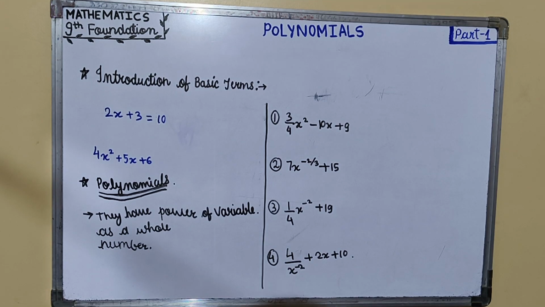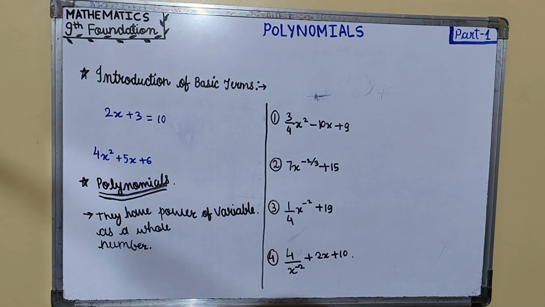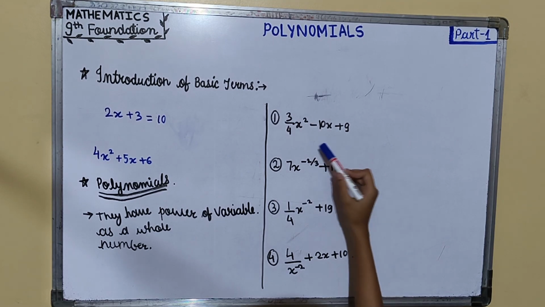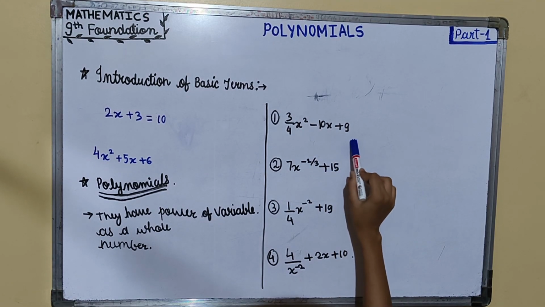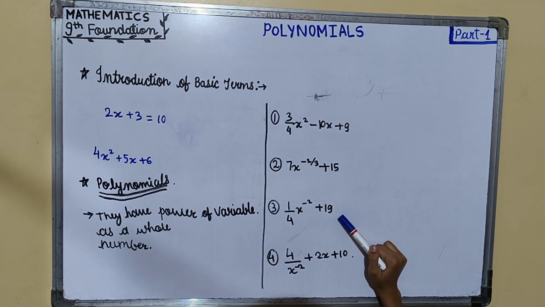Now, in the first example, the variable is x, the coefficient of x square is 3 by 4, the coefficient of x is minus 10, and the constant term is 9. These all are expressions, and the first expression has 3 terms, the second has 2 terms, the third has 2 terms, and the fourth has 3 terms.